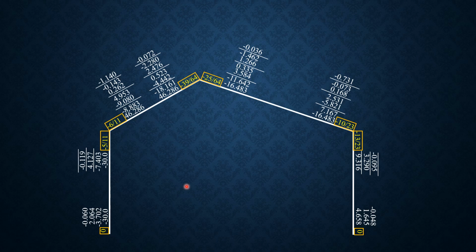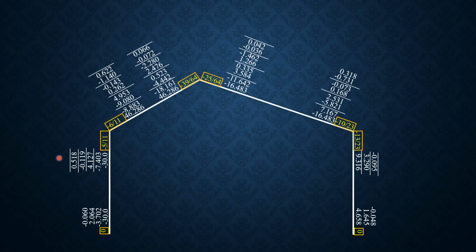negative 0.048. Negative 1.14 times negative 6 over 11, 0.622 lakh. Negative 1.14 times negative 5 over 11, 0.518 lakh. Quantity negative 0.072 minus 0.036 times negative 39 over 64, 0.066 lakh. Same quantity times negative 25 over 64, 0.042 lakh. Then negative 0.731 times negative 10 over 23, 0.318 lakh. Negative 0.731 times negative 13 over 23, 0.413 lakh.